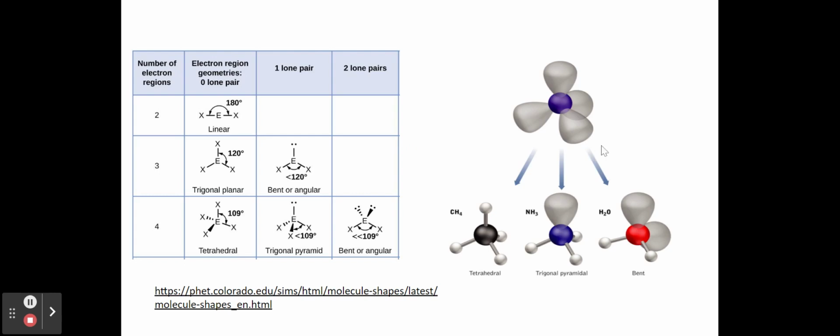So let's talk about each of these again and look at the molecular shapes in a little more detail. If we have a central atom and four atoms coming off of that central atom, we're looking at a tetrahedral electron geometry. If all four are bonding pairs of electrons, the molecular geometry is tetrahedral. If we have one lone pair and three bonding pairs, the molecular geometry is trigonal pyramidal. And if we have two lone pairs of electrons and two bonding pairs of electrons, our molecular geometry is bent.